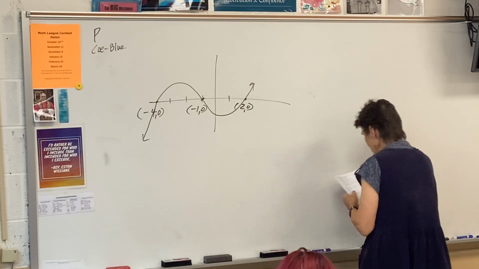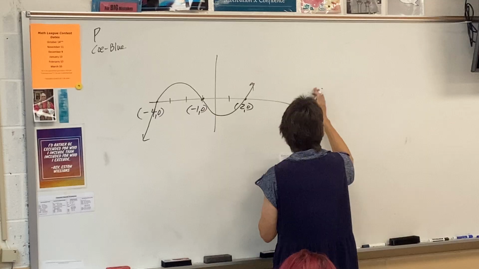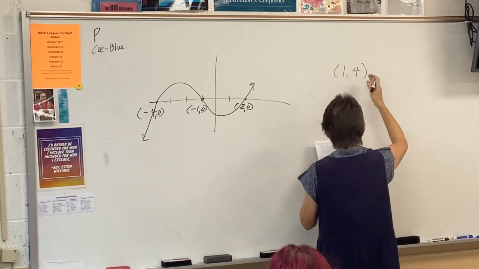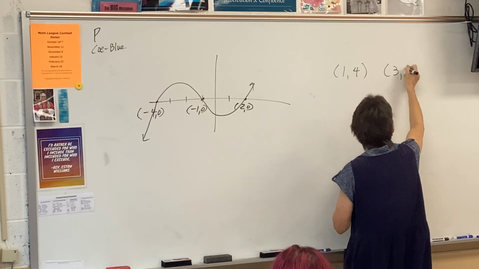Who remembers what we do here? Make them parentheses. Make them ordered pairs. Yep, so we have (1, 4) and (3, 8).